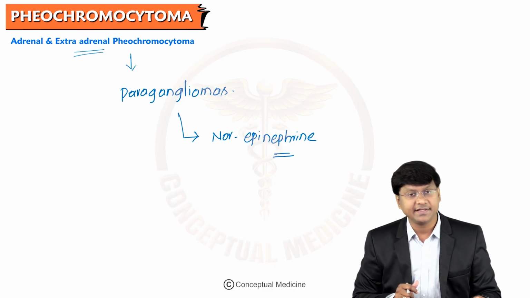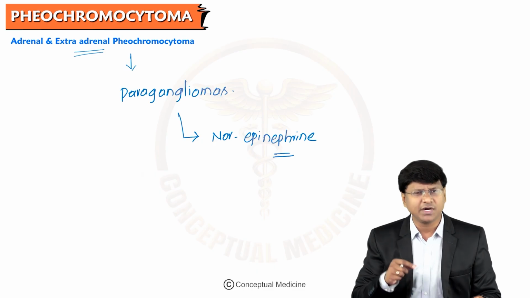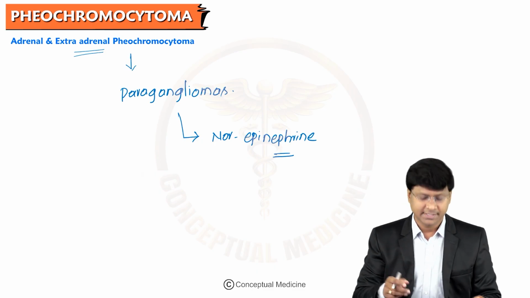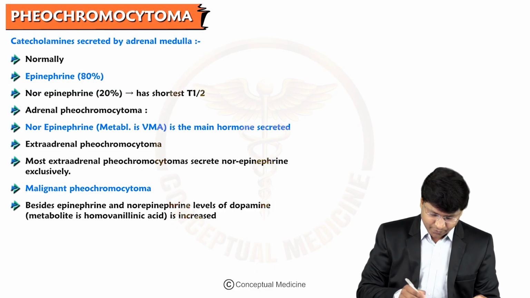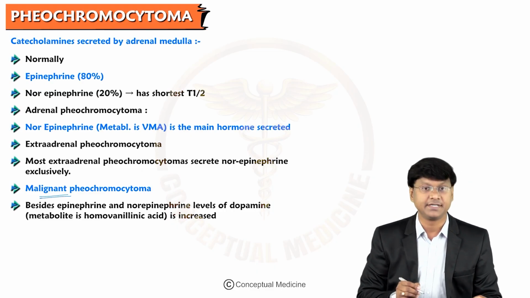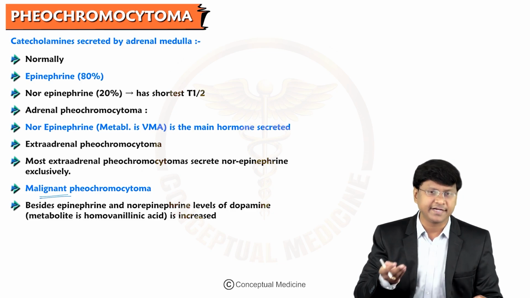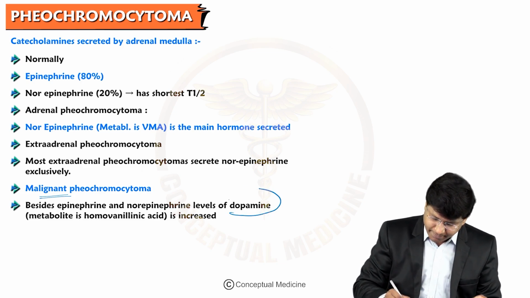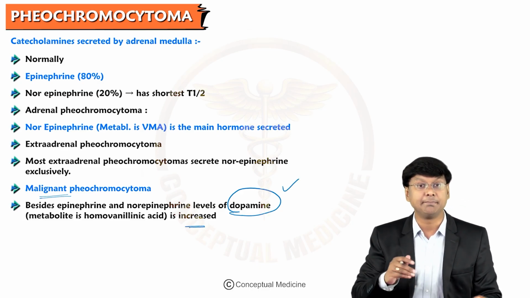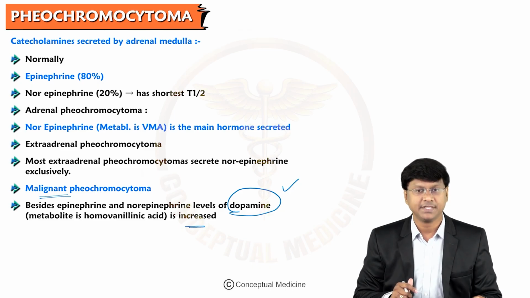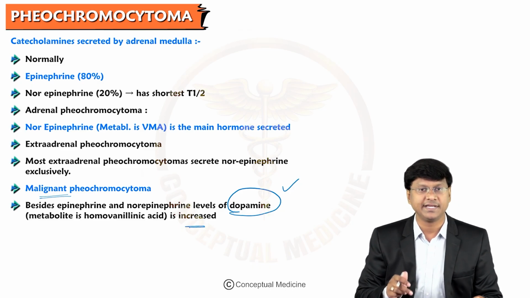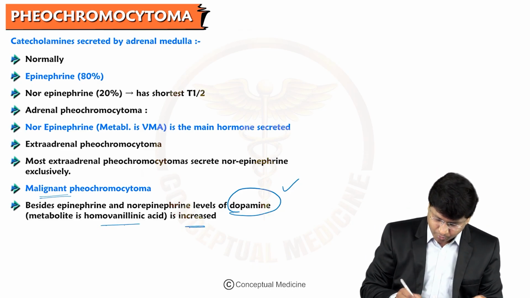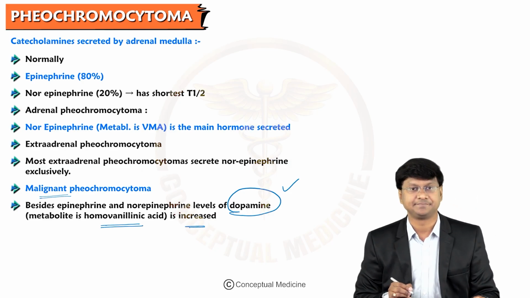Now we have another important terminology called malignant pheochromocytoma. Now, what is malignant pheochromocytoma? In case of malignant pheochromocytoma, please remember, besides your epinephrine as well as norepinephrine, the level of dopamine is very much increased. That is what is called malignant pheochromocytoma. And this dopamine is metabolized to homovanillic acid.